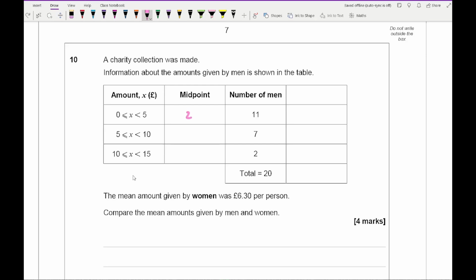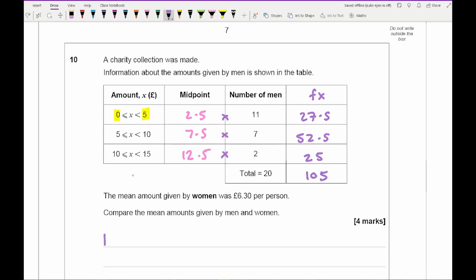So the midpoint here is going to be 2.5, 7.5 and 12.5. And again, if you're not sure about how to work out the midpoint, just do the upper bound, add the lower bound and divide by 2. So then from this, all that's left for me to do is to find the fx value, in which I multiply the midpoint by the frequency, in which I should get 27.5, I should get 52.5 and 25, giving me a grand total for the fx column of 105.